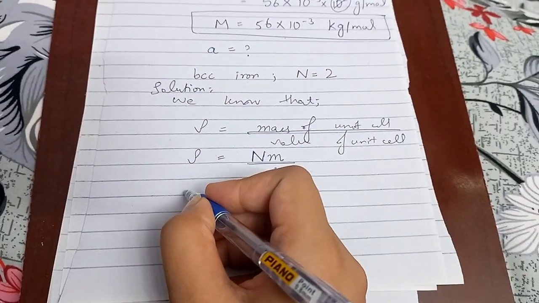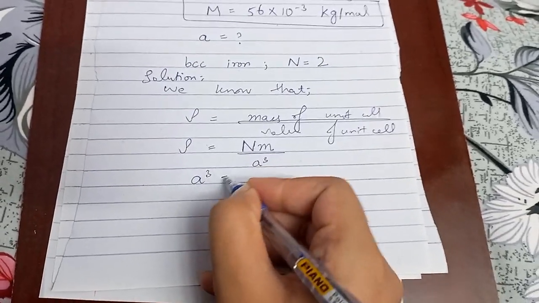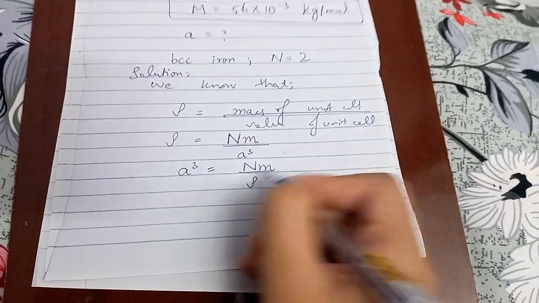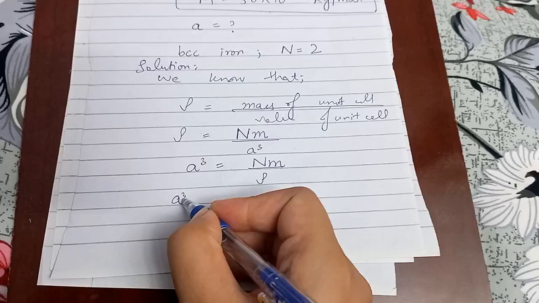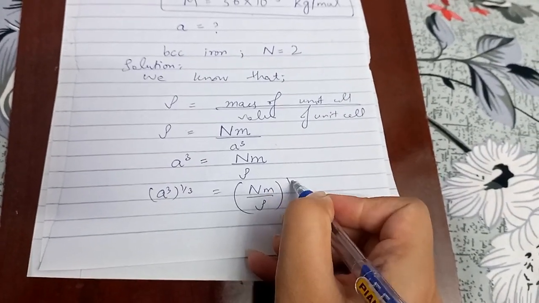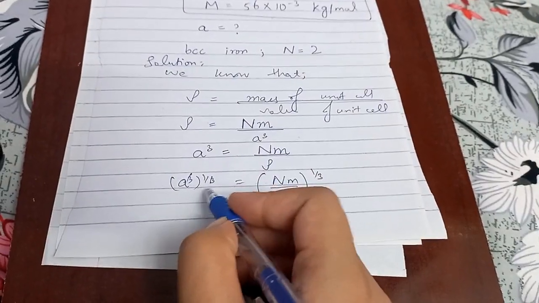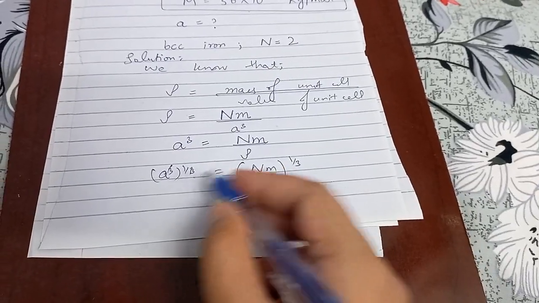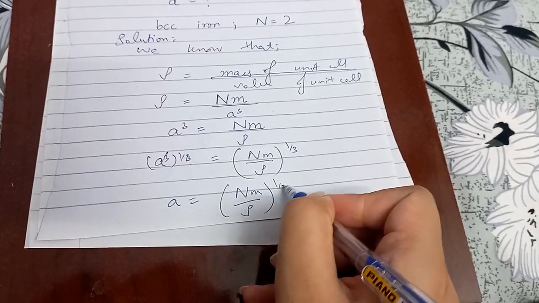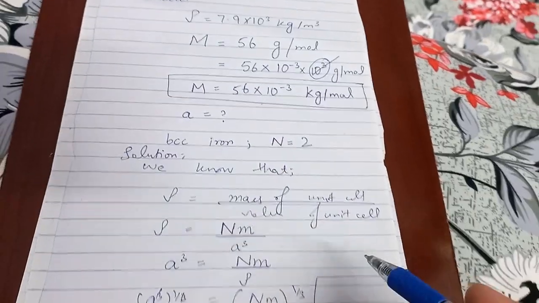We need to find out a, so I'm just taking a cube right here, and it's capital NM by rho. We'll take the cube root on both sides so that we are left with a right there. Because it's a cube and we want a only, that is why I took the cube root on both sides. So a equals capital NM by rho to the power 1 by 3. Now keep in mind, what is small m? If it is not capital M, then what is it, and how do we calculate it?